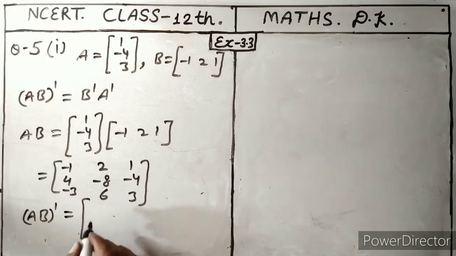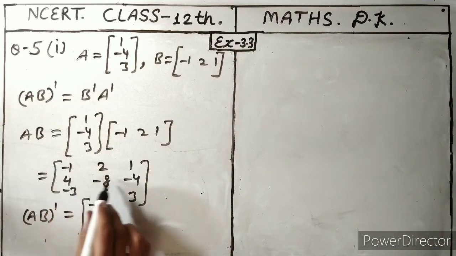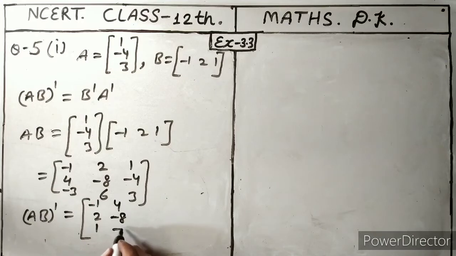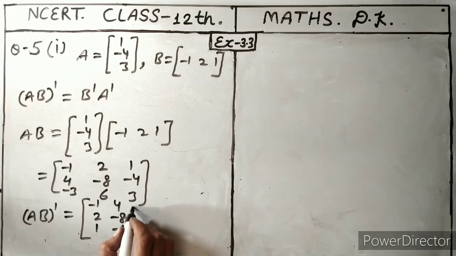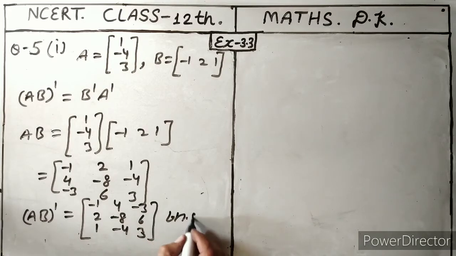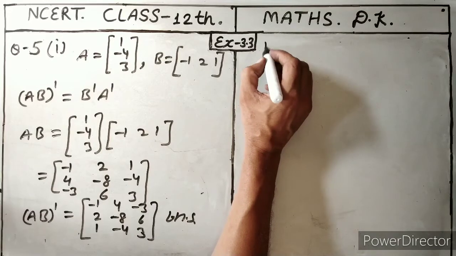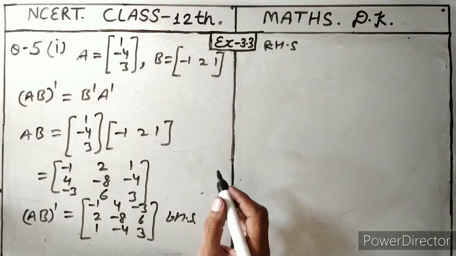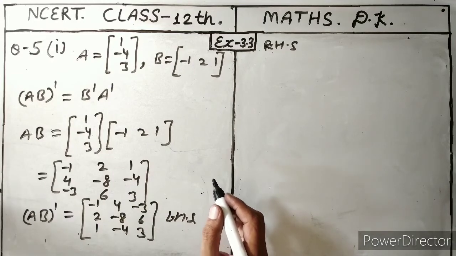Transpose of AB is -1 2 1. Second row changes in second column 4 -8 -4 -3 6 3. This is left hand side. And now right hand side, B transpose and A transpose and its product.